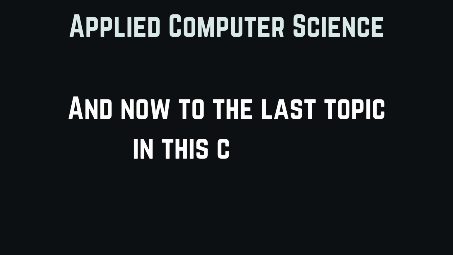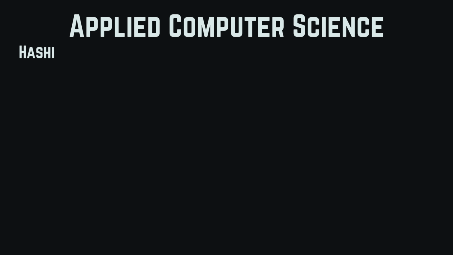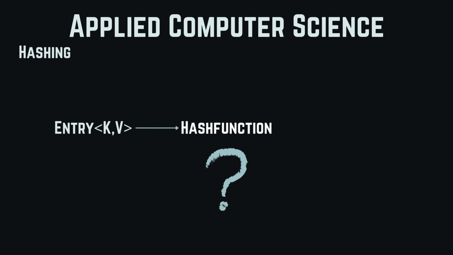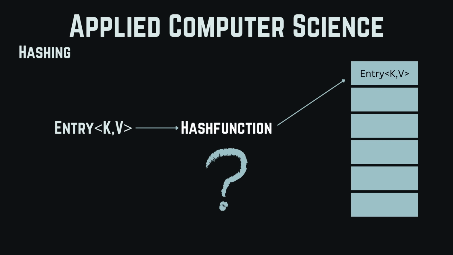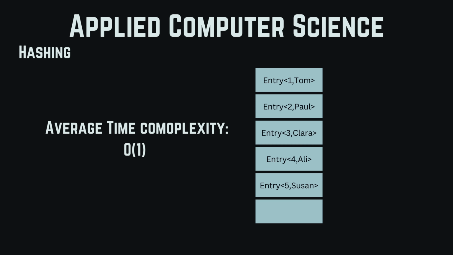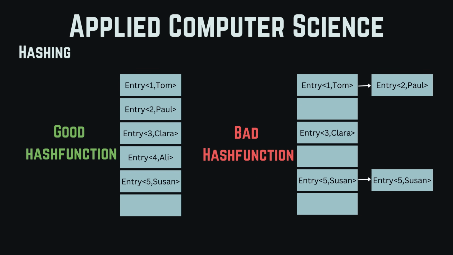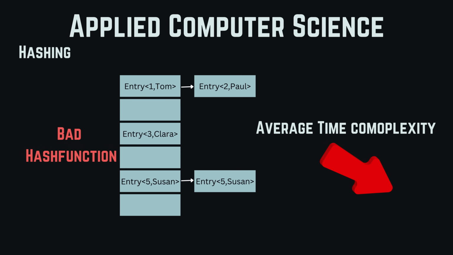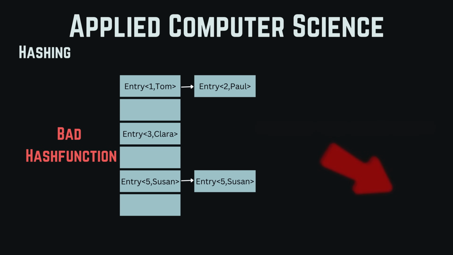And now to the last topic in this course. It's called hashing. Hashing is basically you have a key and a value. You call this an entry. The key is the one that's going to get hashed. And through our magical hash function, our entry will get added to our hash table. If we now want to access an element in our hash table, we do that through a key, and our average access time will be O(1). But if we choose a very bad hash function, our magical effect will be weak, and we will have a negative effect on our average time complexity.